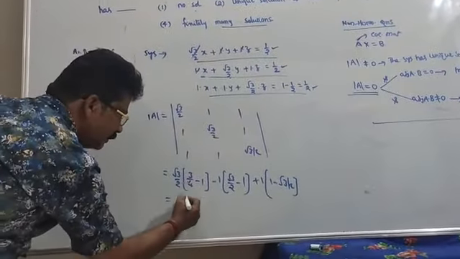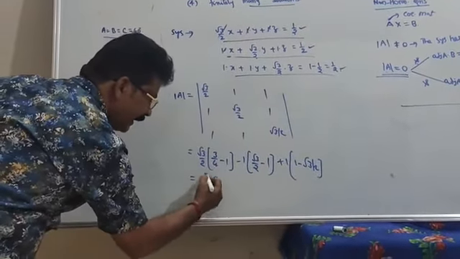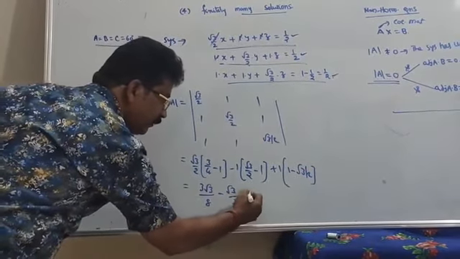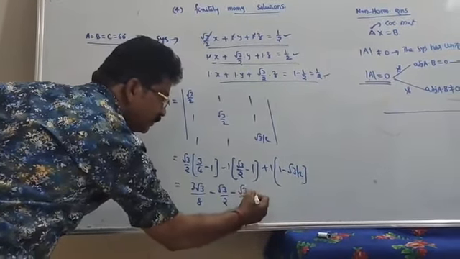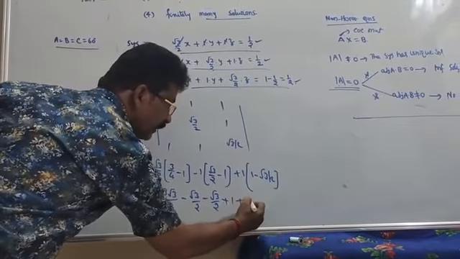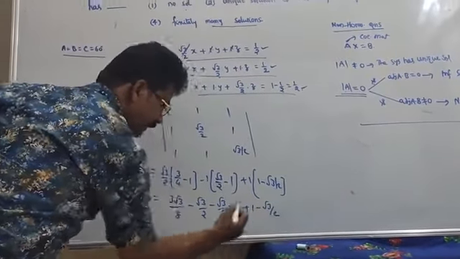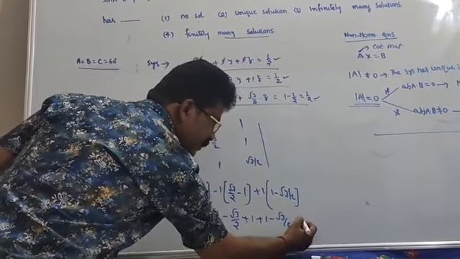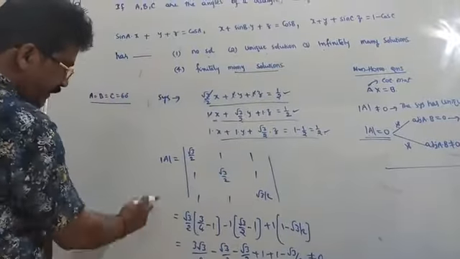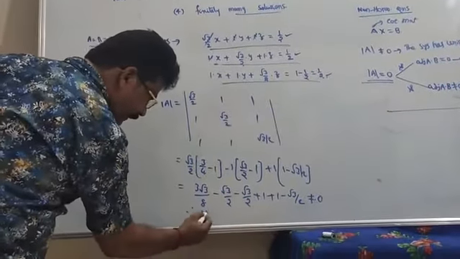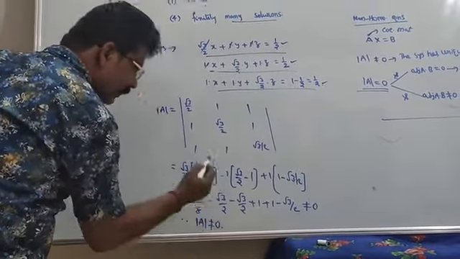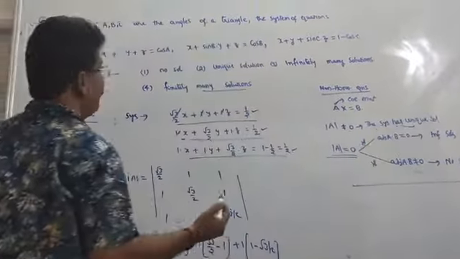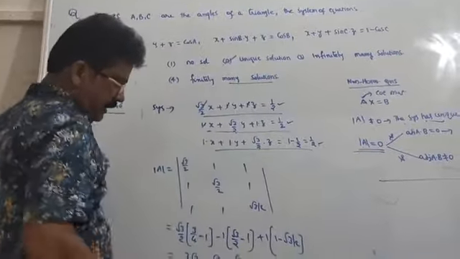So that is equal to 3 root 3 by 8 on multiplication, minus root 3 by 2, minus root 3 by 2, plus 1, minus root 3 by 2. So clearly it is not equal to 0, which means det A is not equal to 0. In the not-equal-to-0 case, it has a unique solution. There is a unique solution, so it is the second option.